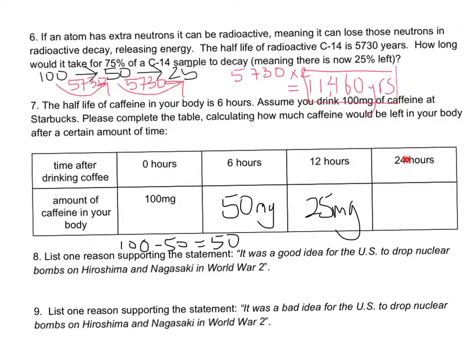And then this is not another 6 hours, this is 6 hours and then another 6 hours. So half will disappear, and then another half will disappear. So the in-between value, half of 25, is 12.5. Okay, so at 18 hours you would have this much, and then once half of that disappears, you will have 6.25 milligrams. 12.5 divided by 2 is 6.25 milligrams. Okay, let's see.